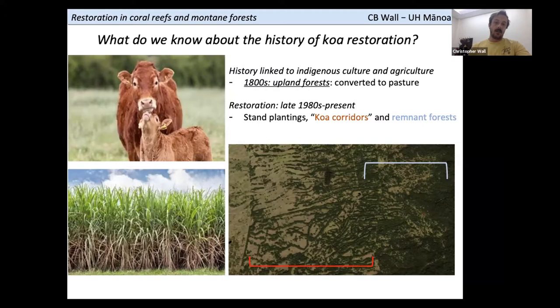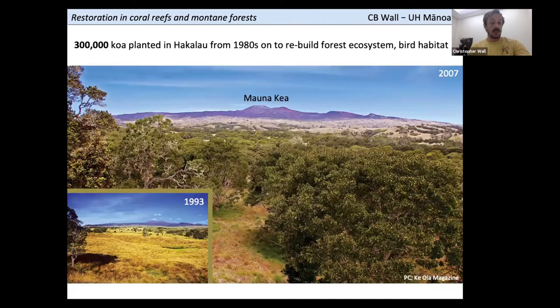And what they did was they took areas of the forest, and these are areas that were more or less remnant. The cows never grazed them. You can see it's kind of patchy. But you see here these long strings, and these are actually giant corridors where koa have been planted since the 1980s. And you can see that they've done quite well.